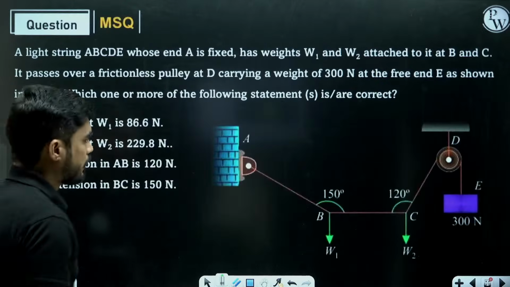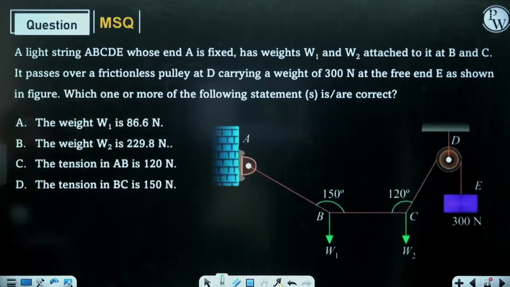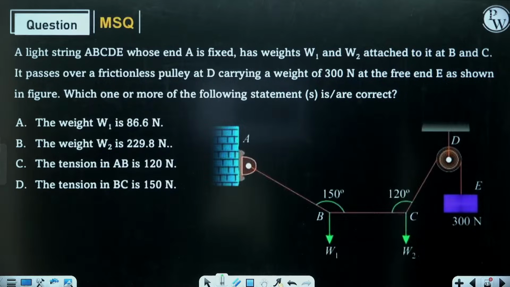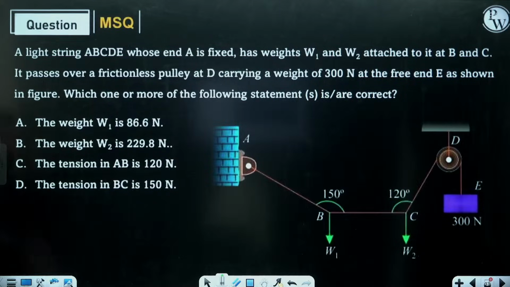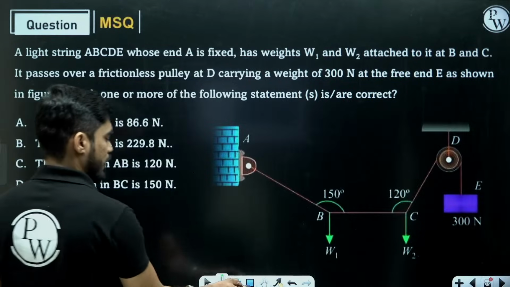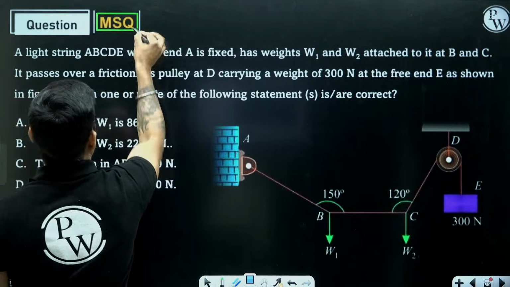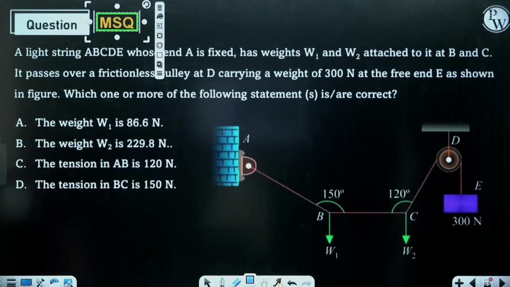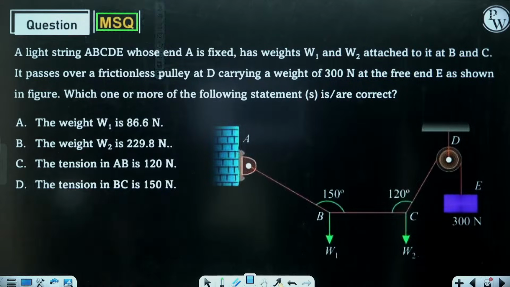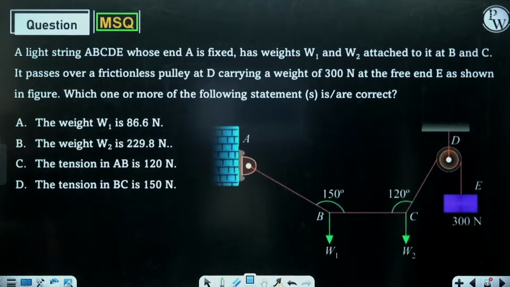Okay. Let's move on to the next question, and this is an MSQ question. What do we mean by MSQ question? MSQ means multiple select question, where you might have more than one correct answer. There can be 2 correct answers, there can be 3 correct answers, there can even be 4 correct answers.